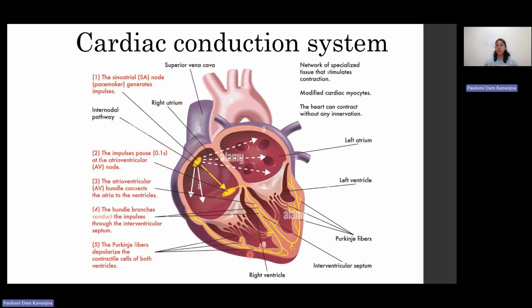So be careful when you are reading about the conduction system. You just need to remember which node is present where, which node starts the impulse, and what the delay is here. Again, it is a slightly unique feature of this system, so you need to remember that clearly.